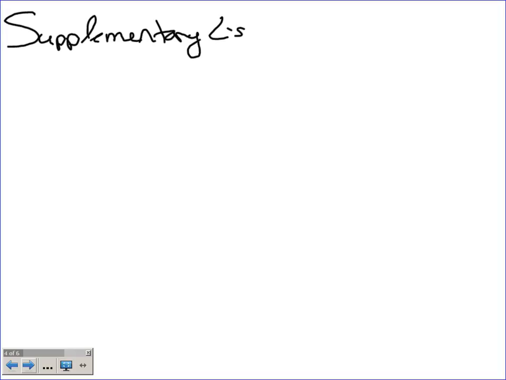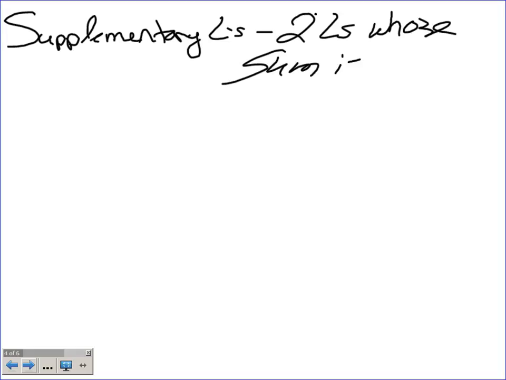Okay. What's the next word? Oh. What is supplementary angles? What are those things? Two angles whose sum is? Okay. Two angles whose sum is 180 degrees.